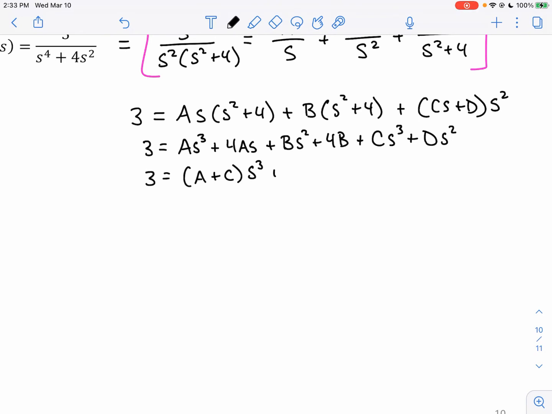Gather all the s squared terms together. That's going to be b plus d times s squared. Gather all the s terms together. There's only one of them, so just plus 4as. And then gather all the constant terms together. There's only one of them, it's 4b.